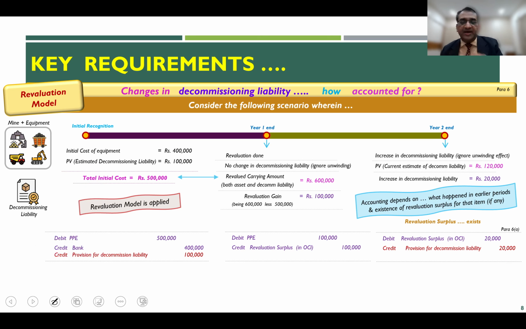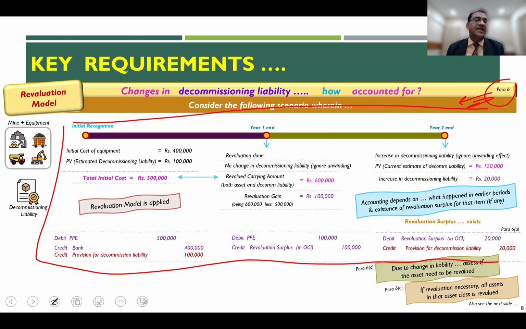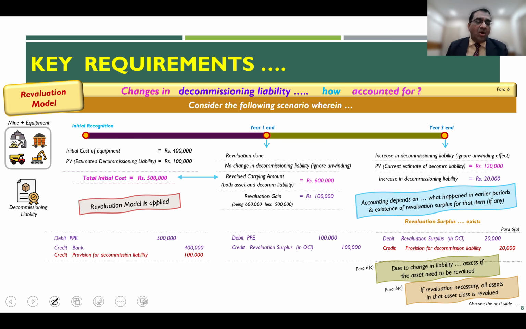Just to rephrase and summarize, as I said, paragraph 6 of IFRIC 1 and Appendix A to Ind AS 16, from an Ind AS perspective, this is the guidance given in all of these. What we saw is the guidance available in paragraph 6 of IFRIC 1 and Appendix A to Ind AS 16. Also, paragraph 6C gives you additional guidance.